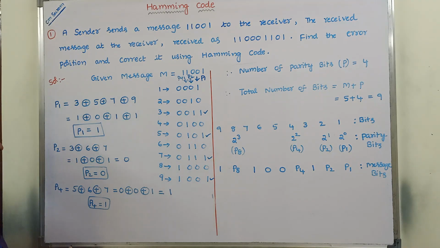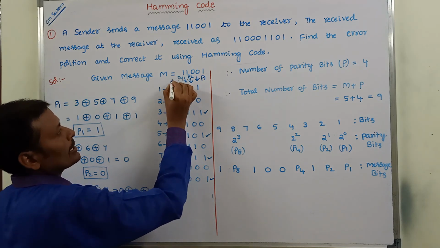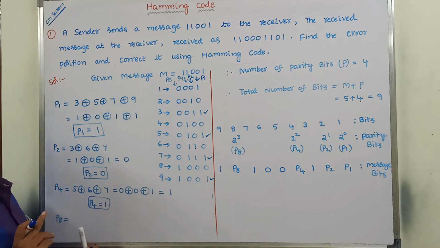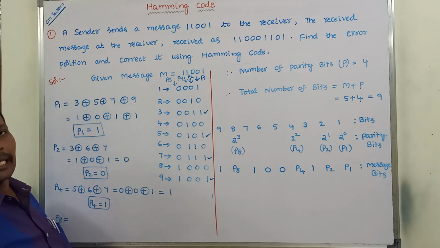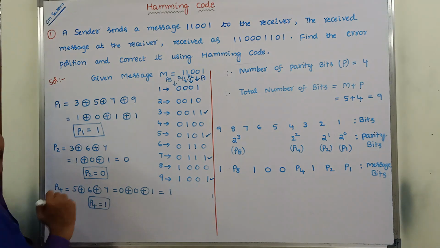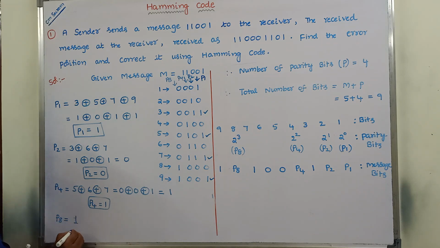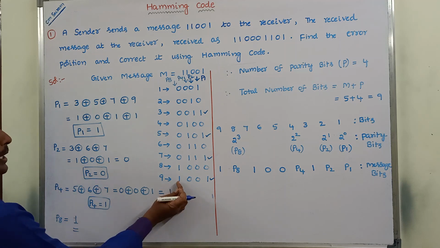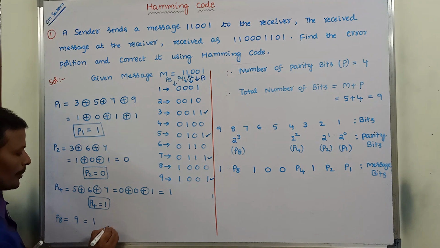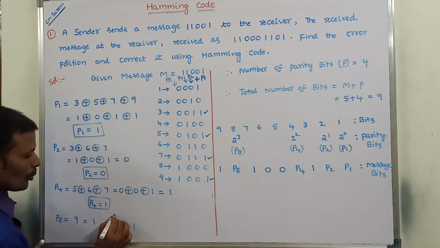Next we have to calculate the P8. For calculating the P8 parity bit value, we have to consider the last column. But any one at the 8th position cannot be considered because we have to calculate the P8 value. Next one is at the 9th position. So only a single one is there, so the P8 value can be taken directly as 1. Because only a single one is there. So P8 is nothing but the 9th position. At the 9th position, what is the message bit value? That is 1. So therefore, P8 value is equal to 1.